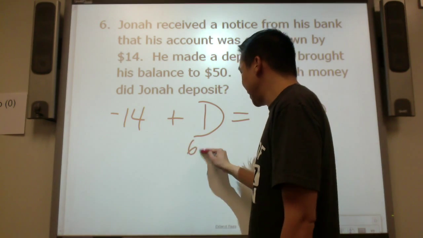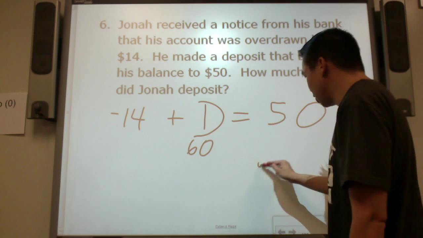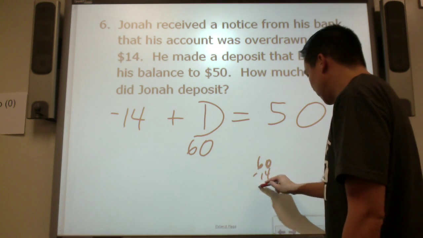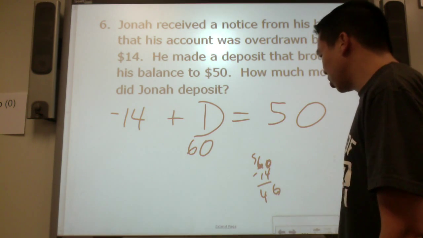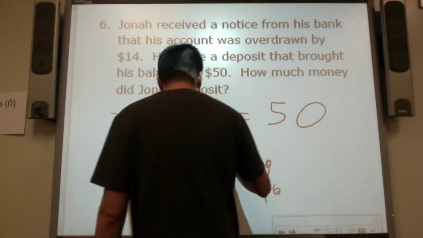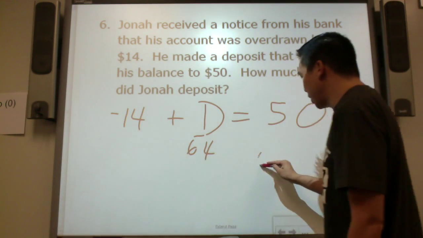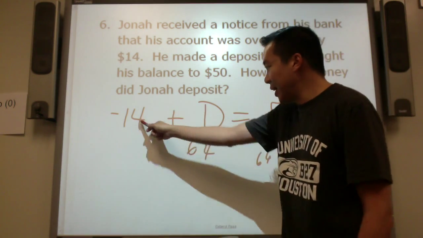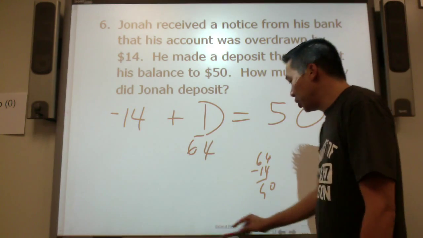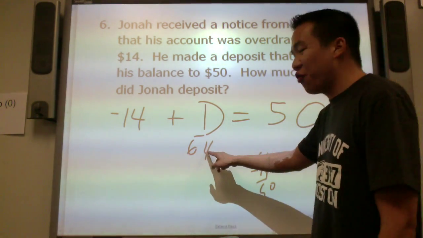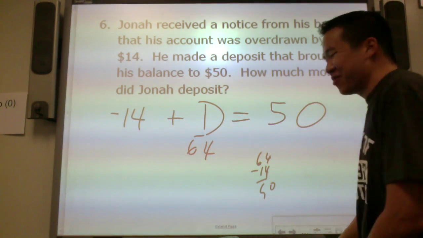Let's try 60. If he puts in $60, then he has to take out $14. That's 46. Ooh, so close. If I add 4 more to this, what about 64? If he had $64, and he took out $14, that's $50. So he deposited $64, had an overdraft of $14. Now he only has $50.